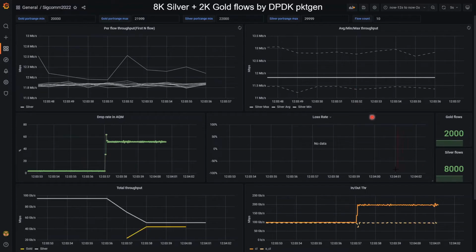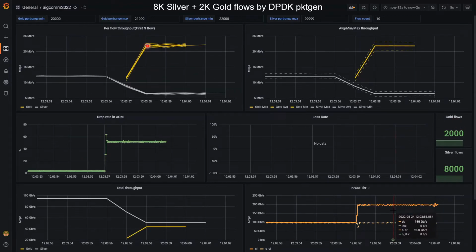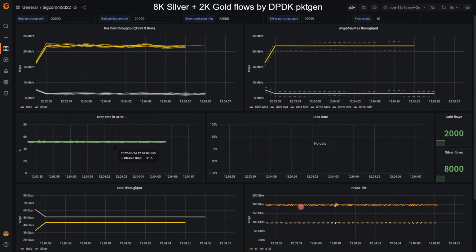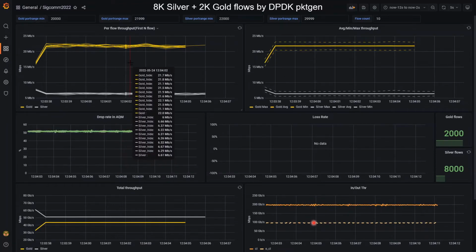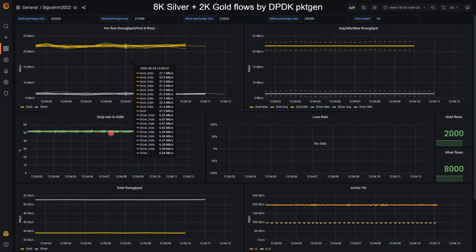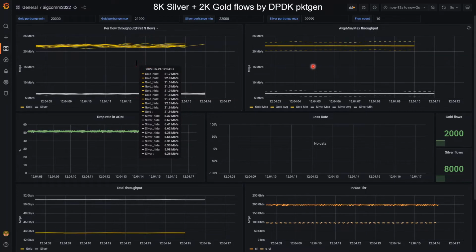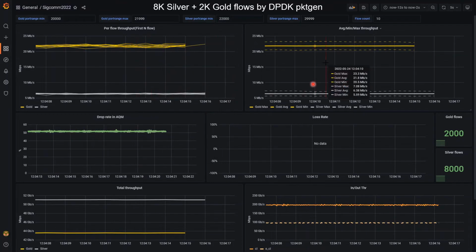Next, we start 2000 gold flows. Now the total input rate is 200 gigabits per second and the bottleneck is 100 gigabits per second, so it causes a much larger drop rate. But we clearly see the configured weighted sharing among the classes, roughly 1 to 3.4.